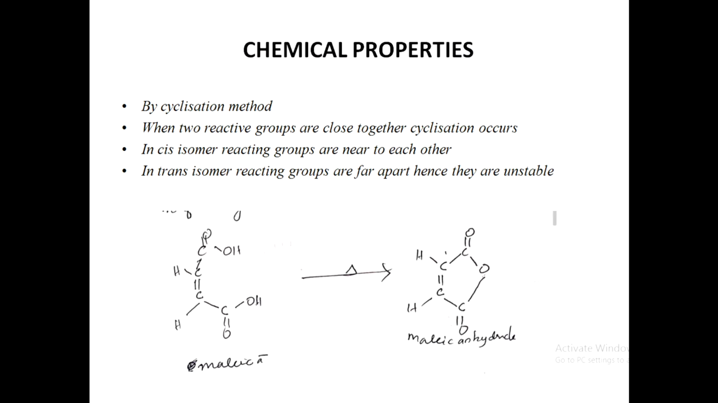Next is chemical properties. First method is the cyclization method. That is, cyclization occurs very easily when two reactive groups are close together. Since this is the cis isomer, the reacting groups are very near to each other, so they result in the formation of a cyclic compound. But in the trans isomer, the reactive groups are far apart, so they are unable to form cyclic derivatives. Example is maleic acid, that is a cis compound. It gets converted into a cyclic compound, that is maleic anhydride.